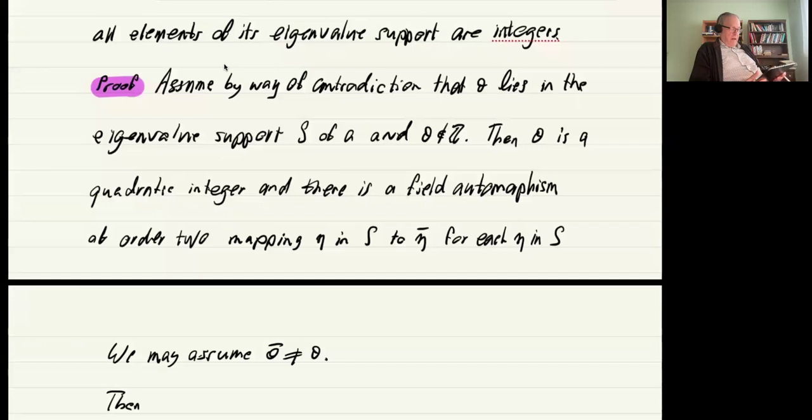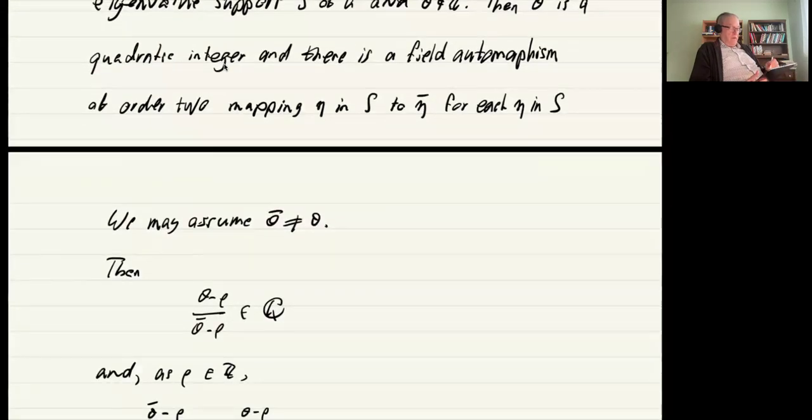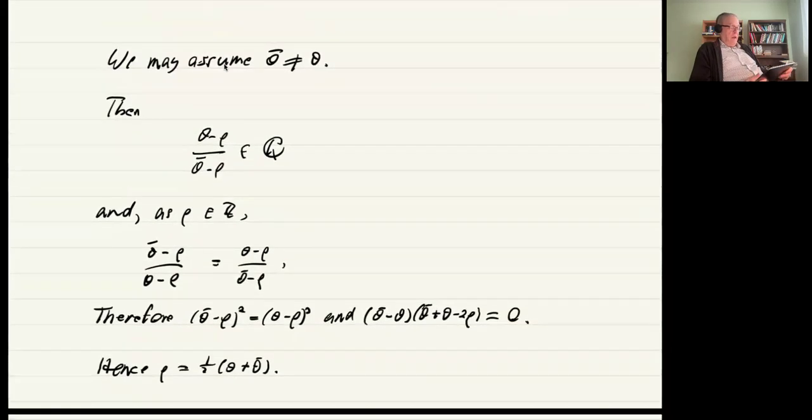That's really all I care about. So, I've said that we're going to assume that theta bar is not equal to theta. Now, by the ratio condition, we get this. And the thing to observe is that rho, which I hope looks like a rho and not an E, is the spectral radius and it's an integer. So if I take the algebraic conjugate of this algebraic number, it turns into theta bar minus rho over theta minus rho. Rho doesn't change because it's an integer. And so we get these things equal.